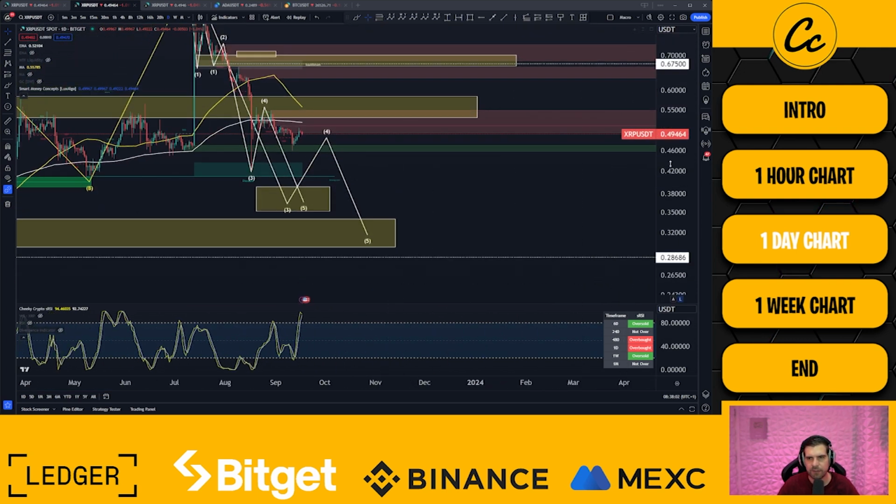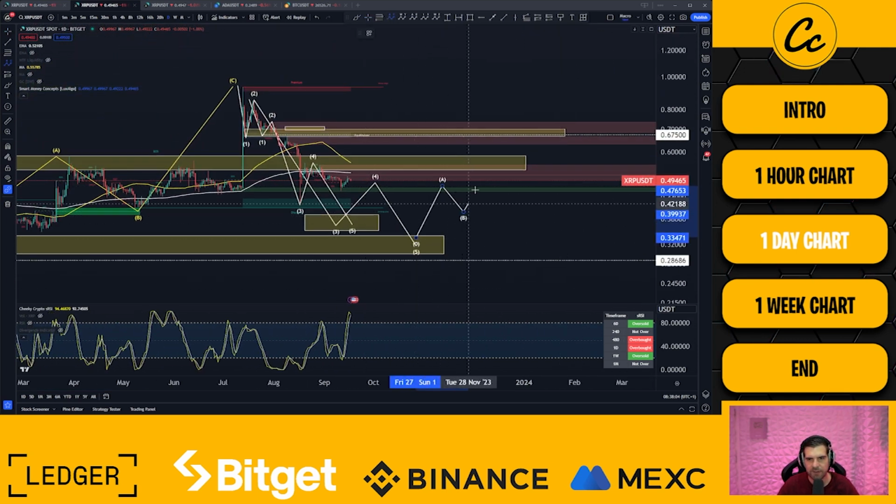Then once all that happens, I suspect we actually have a more significant bounce upwards, probably retesting some of those existing highs.